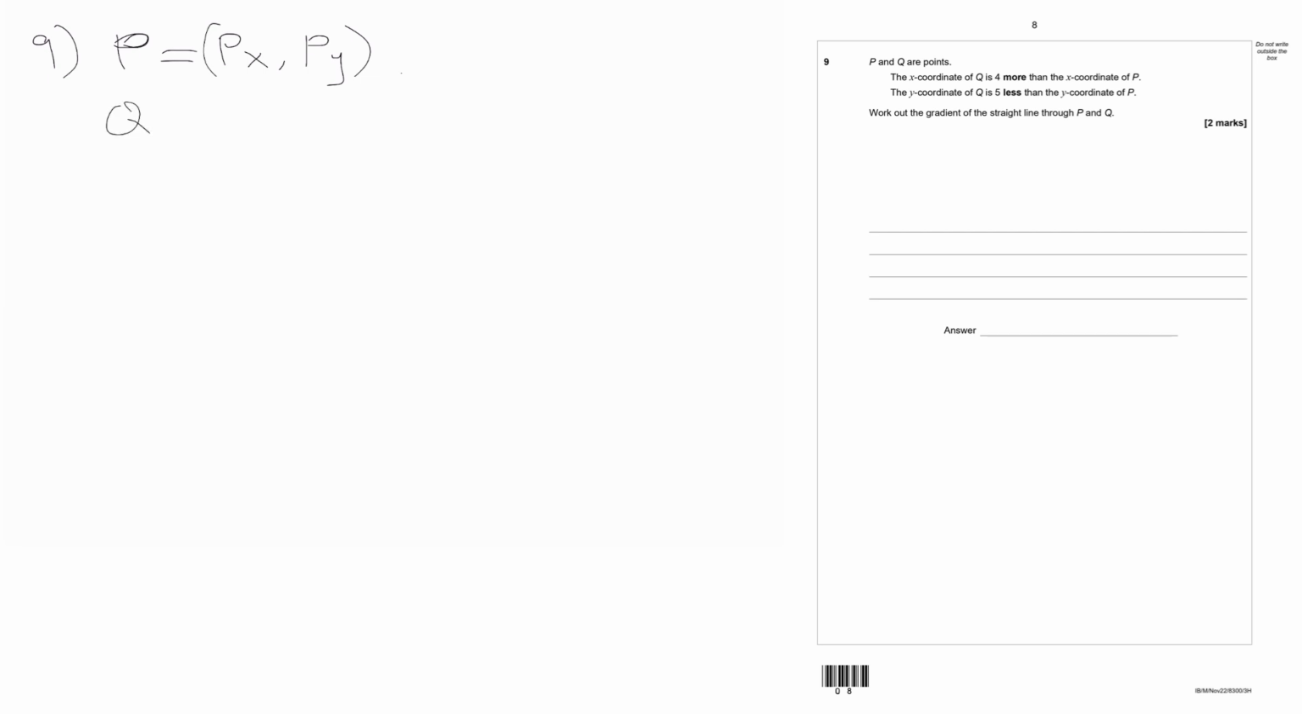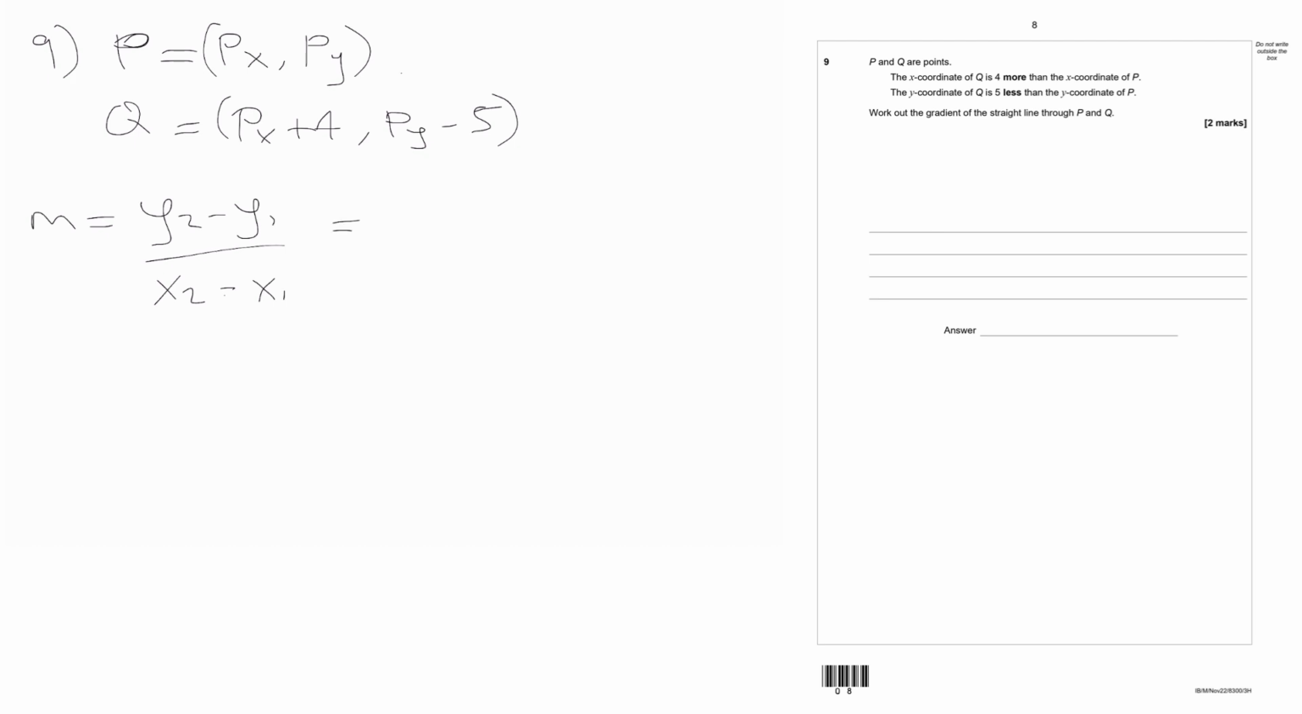and Q has the coordinates, well, we've said here that for Q, the x-coordinate is 4 more than the x-coordinate of P. So we can say that this is equal to Px plus 4. And then likewise, we can say the y-coordinate is Py minus 5. And now to work out the gradient, let's just remember what the gradient is. The gradient is y2 minus y1 over x2 minus x1, where these are obviously our x and y coordinates.